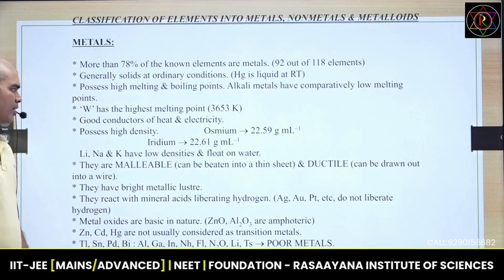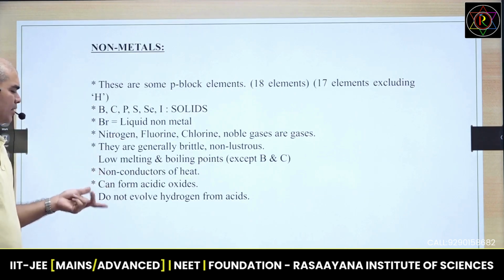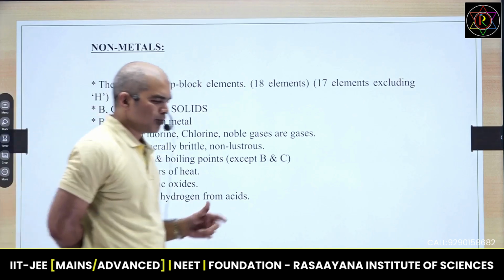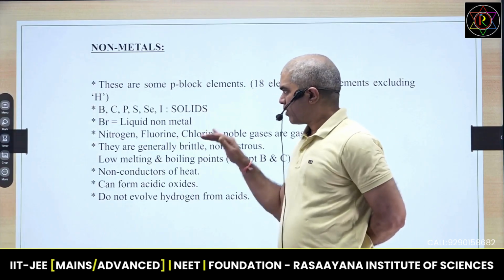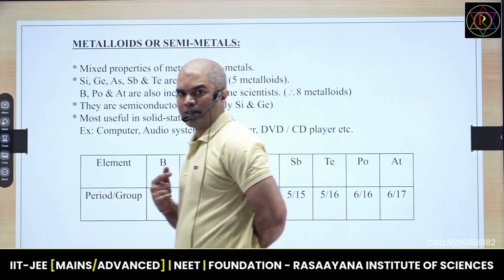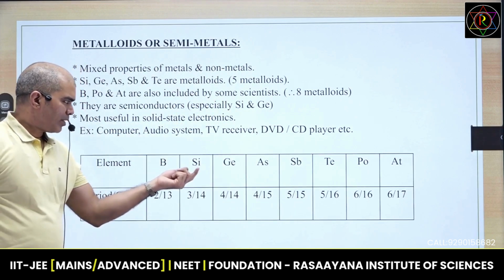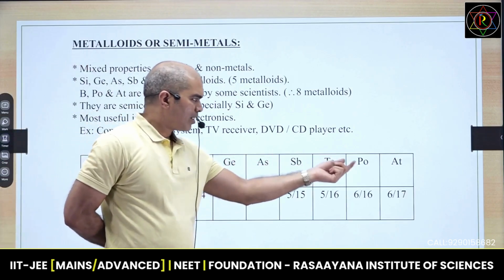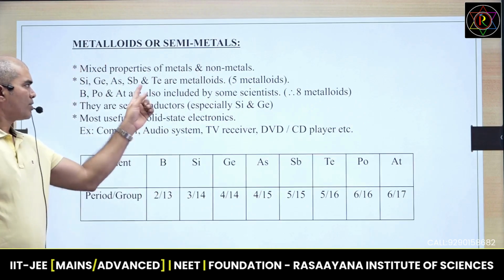This is classification into metals and non-metals. That is very easy, but the one thing that we have to see is what are the different types of metalloids which are present. Previously it was 5 metalloids, but now 8 metalloids are approved. So you can see what are these metalloids: boron, silicon, germanium, arsenic, antimony, tellurium, polonium, and astatine is also included now. Previously astatine was not included.